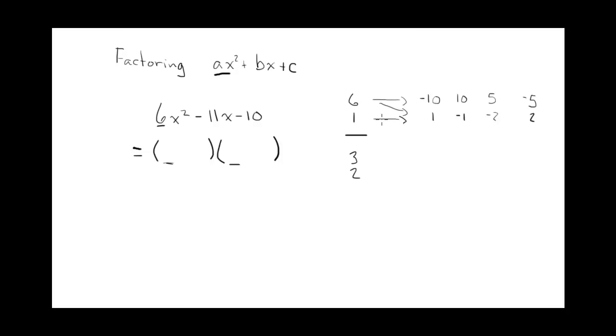Now try the diagonal. 6 times 1 is 6, 1 times negative 10, negative 10. If I add those together, I get negative 4, so that pair does not work. Then try the same thing. I'm not going to go through each one. They're all not going to work. So that tells me that it's not 6 and 1. It tells me it must be 3x and 2x.